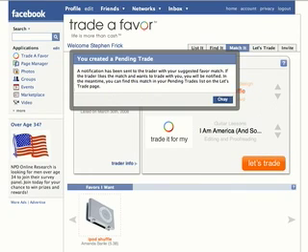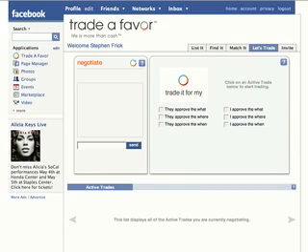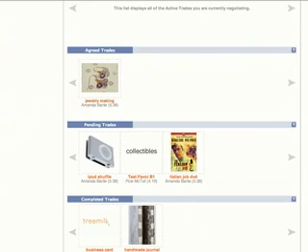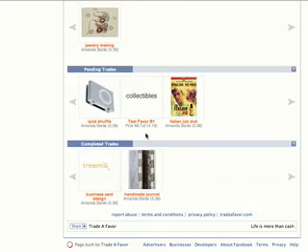By clicking Let's Trade, I have created a pending trade. On my side, I can find this in my pending trades list on the Let's Trade page, where it will stay pending until Amanda agrees to trade with me.